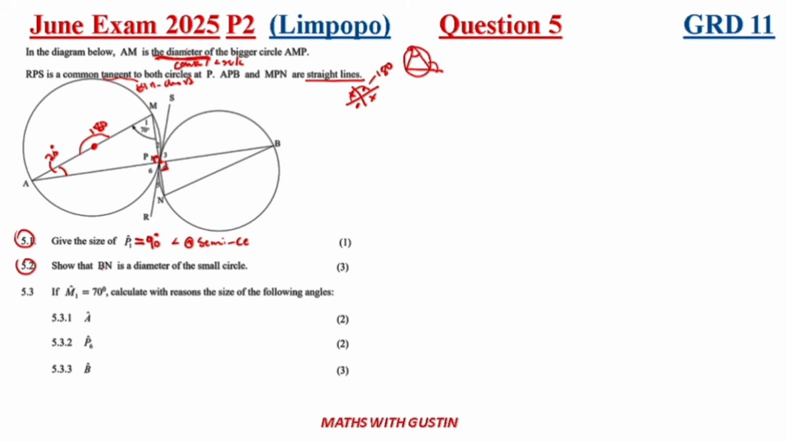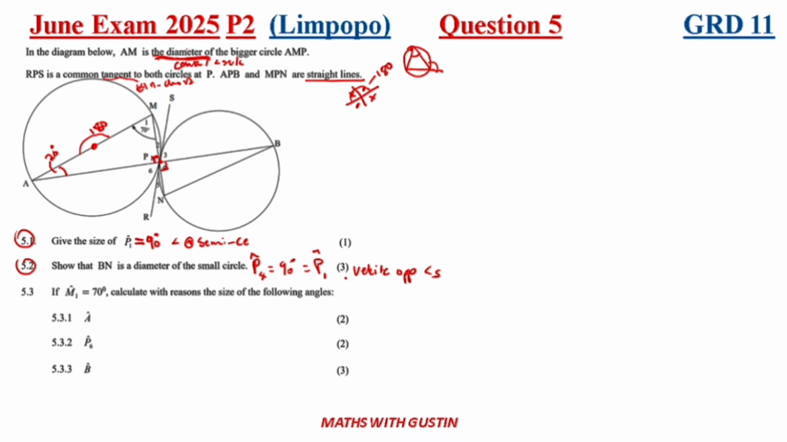Right, and then 5.2, they said show that BN is the diameter of the smaller circle. So if P4 is 90, so P4 is equal to 90, reason being it is equal to P1, vertical opposite angles. All right, so therefore if that's the case, it's the inverse.